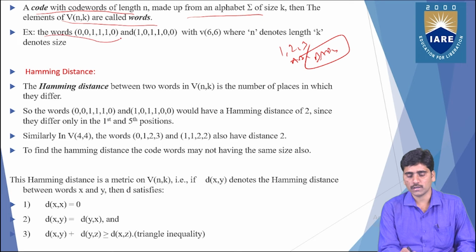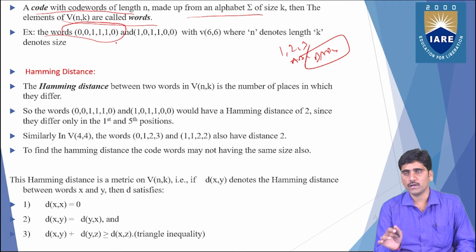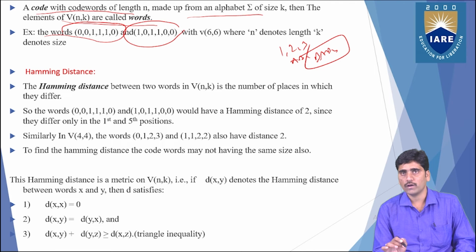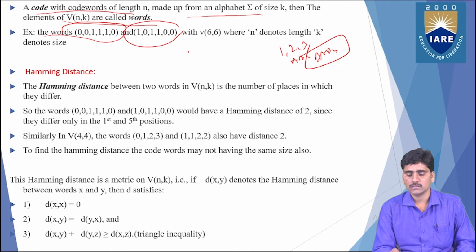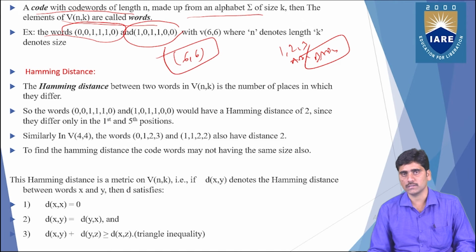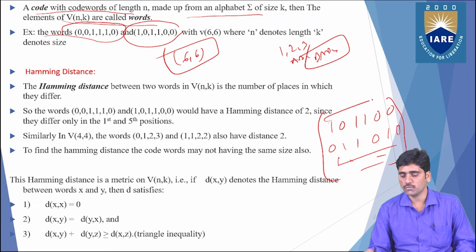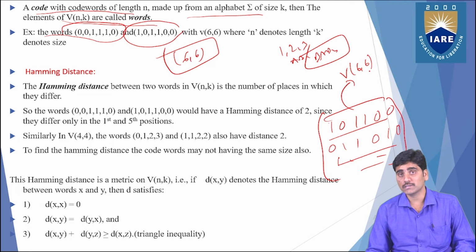So these are examples you can write: 0 0 1 1 1 0, and here 1 0 1 1 0 0. So this is nothing but 6 comma 6 digits, or 6 comma 6 bits. They denote the size and the length of the matrix. Suppose you write like 1 0 1 1 0 0 0 1 0 1 0 0. If you write like this, these are all the code words, and these are V of 6 comma 6 matrix. So these are all what you call words.